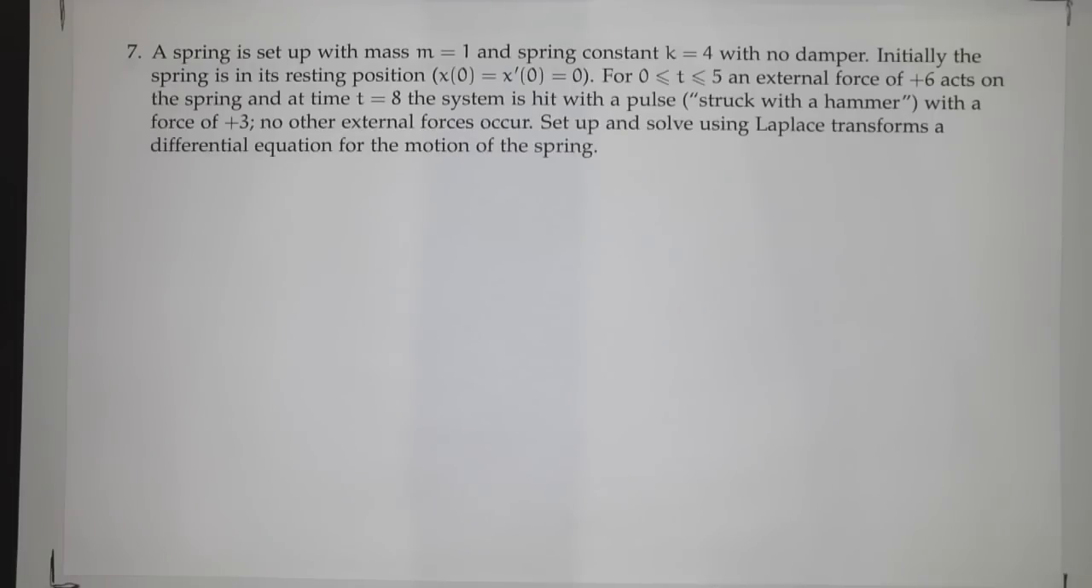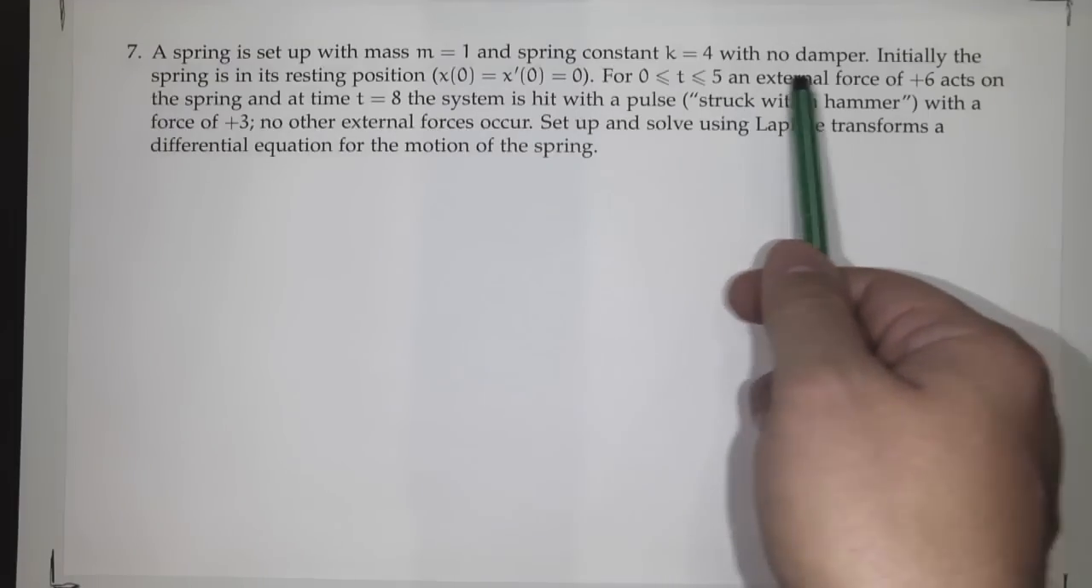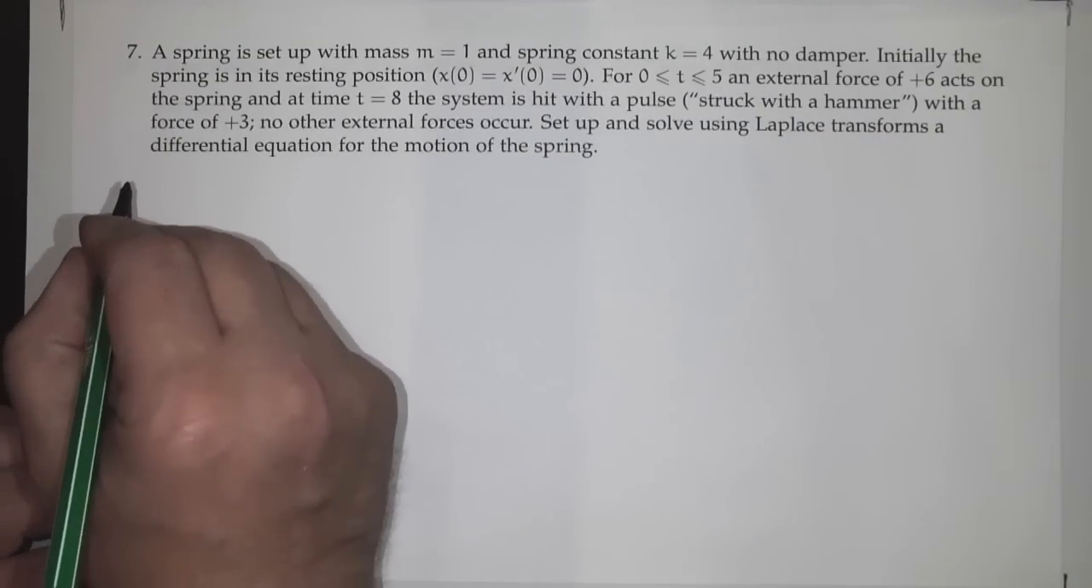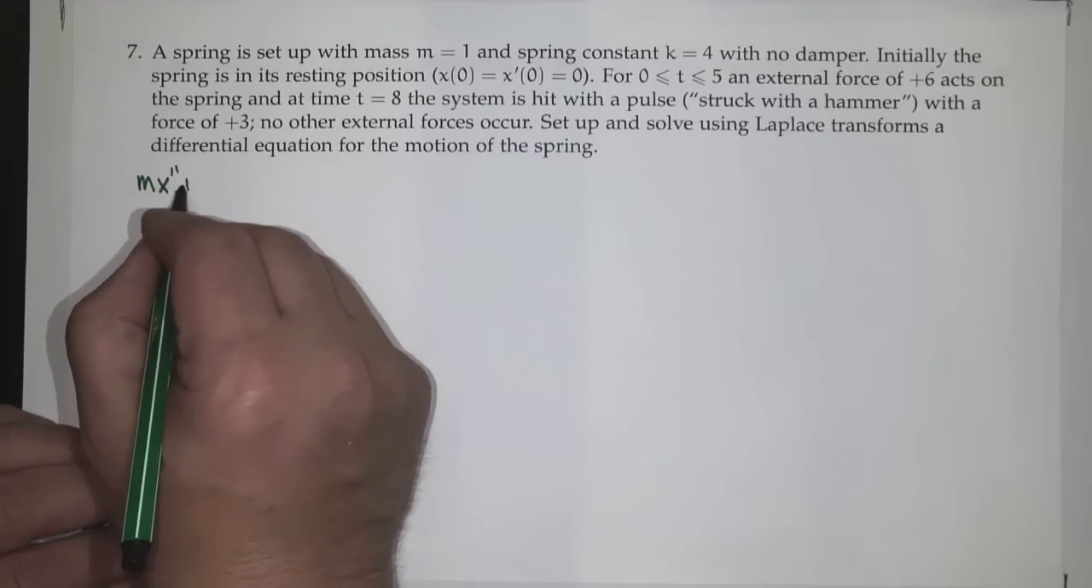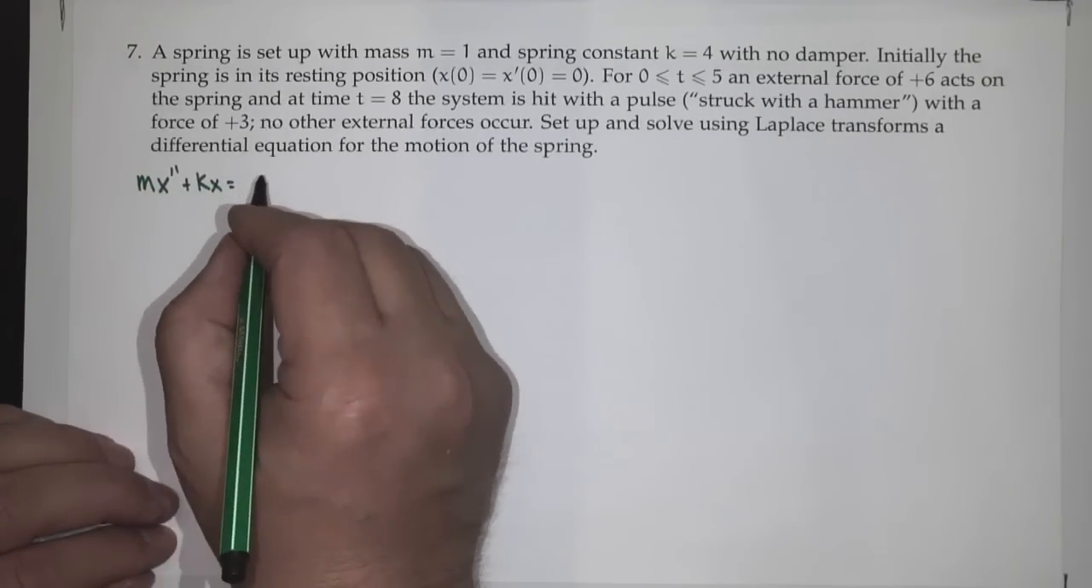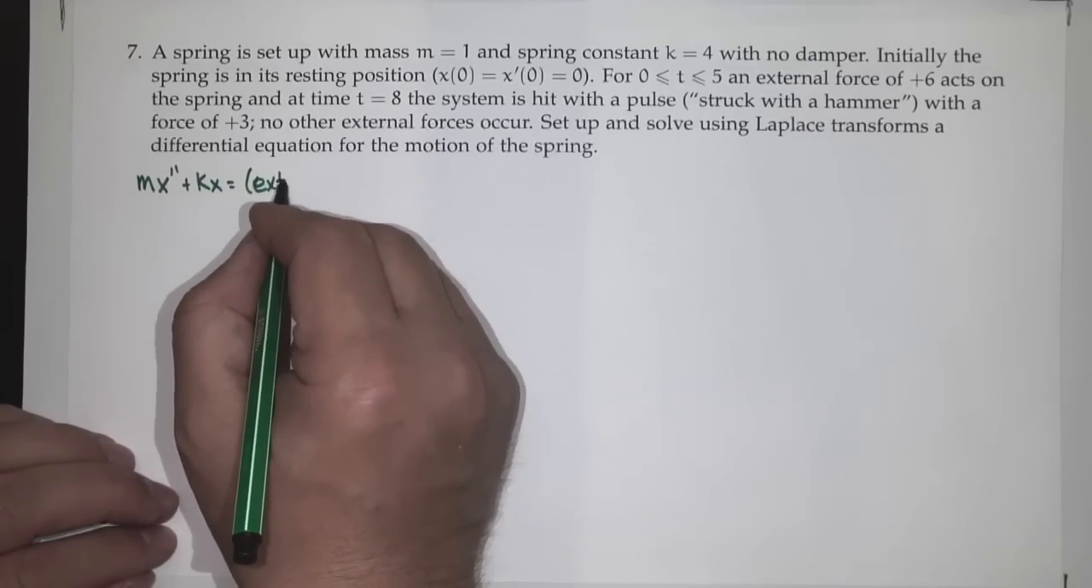All right, where do we begin? Well, the good news is we don't have any damper, because there is no damper. So our spring looks like m x double prime plus k x equals the external force.